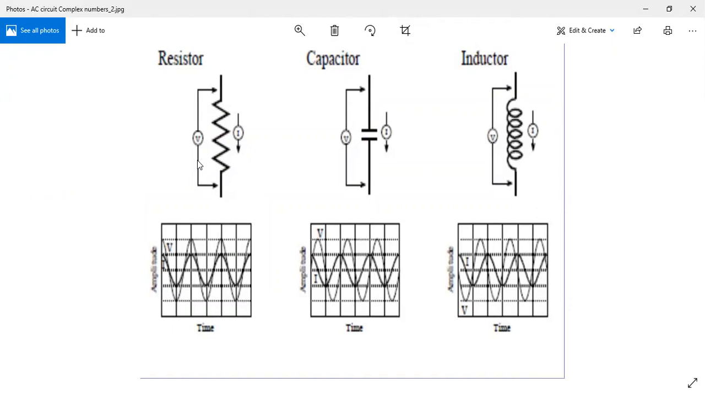Bit of background information. A resistor does not store energy. It does work. It converts electrical energy to heat. A capacitor stores energy, does not do work, stores energy in the electric field between the plates. Current leads the voltage in a capacitor. An inductor does not do work, it stores energy in the magnetic field. Current lags the voltage in an inductor.